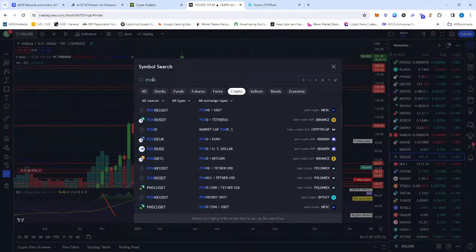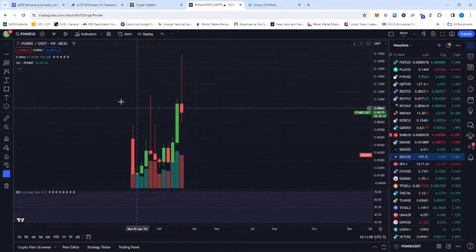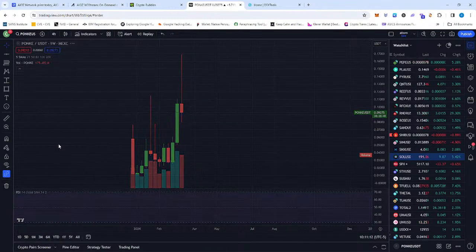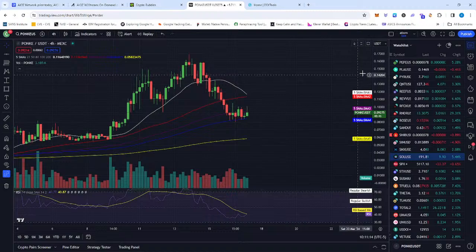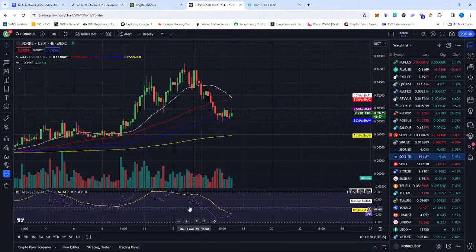Now, some meme coins I'm looking at. And these meme coins are always risky. You get in, you get out. You look at the charts, you get in, you get out. One of them is Ponky. As you can see, it's had a big sell-off or not.